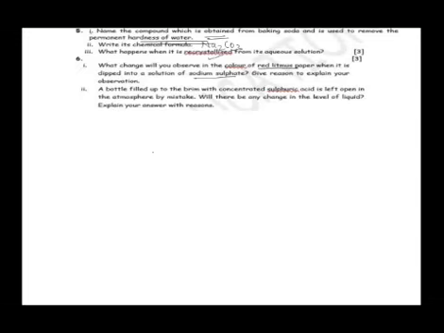And another thing: a bottle filled to the brim with concentrated sulfuric acid is left open in the atmosphere by mistake. Will there be any changes? Yes. Concentrated sulfuric acid will absorb moisture from the environment and it will overflow. Next question: write down the balanced equation for dilute sulfuric acid reacting with zinc granules. H2SO4 plus zinc forms ZnSO4 plus H2.